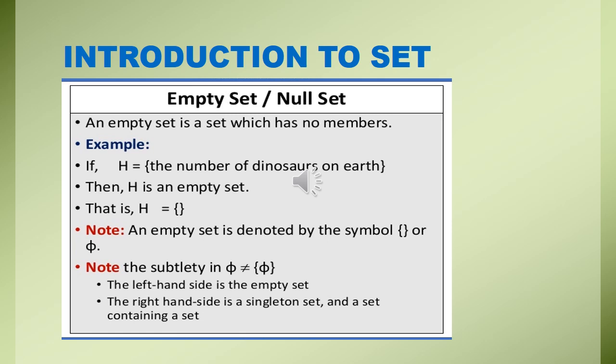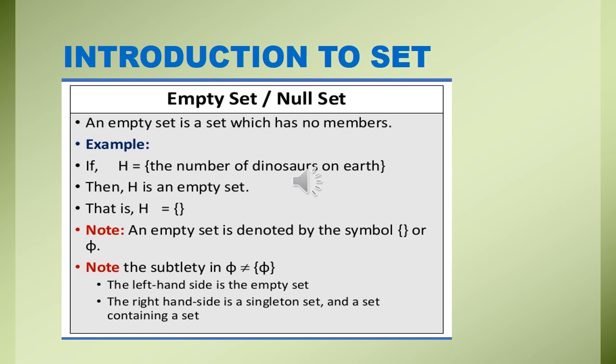My dears, now I come to another form of set, which we call the empty set, and the other name of this is the null set. You can define an empty set or null set as a set which has no single member. Clear? Suppose I say A is equal to the number of dinosaurs on earth. As you know, now there is not a single dinosaur on earth, so it has no member. So we show it by empty curly brackets, or we use this symbol phi.